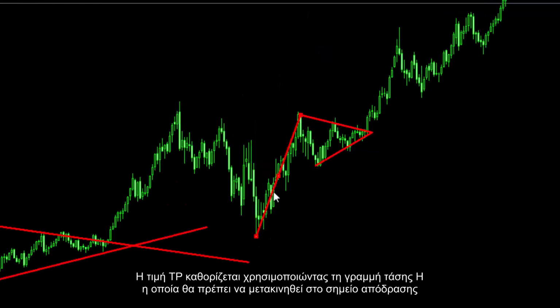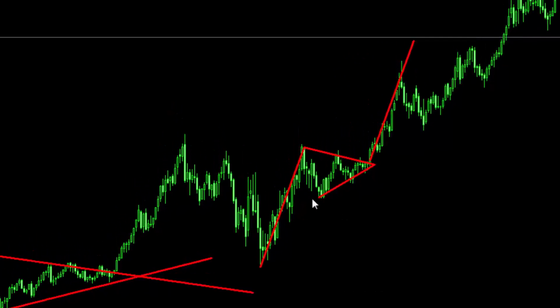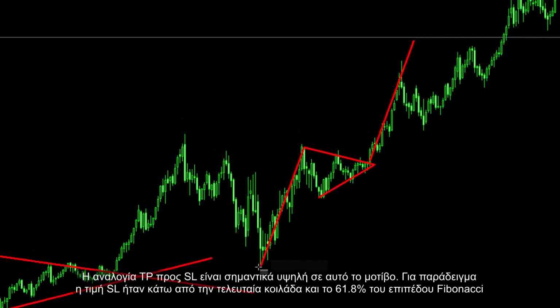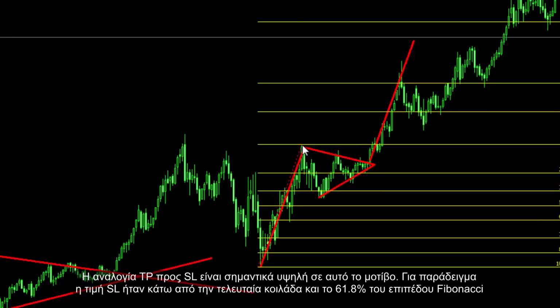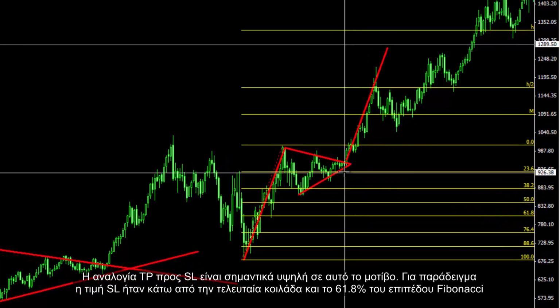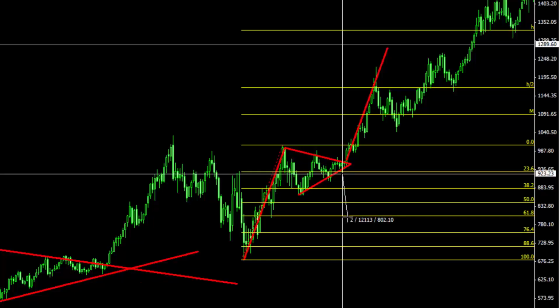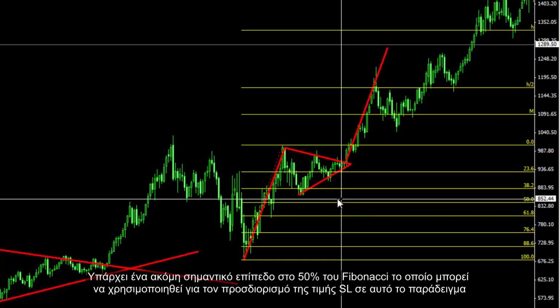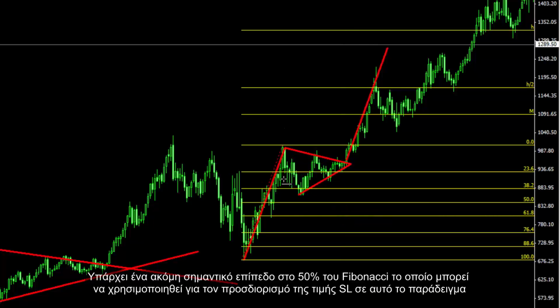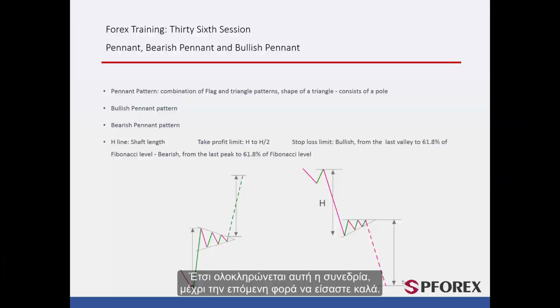TP price is determined by using the H trend line, which should be relocated to the breakout point. TP to SL ratio is considerably high on this pattern. For instance, SL price was below the last valley and 61.8% of Fibonacci level. There is another significant level on 50% of Fibonacci level that can be used to specify SL price in this example. That concludes this session.